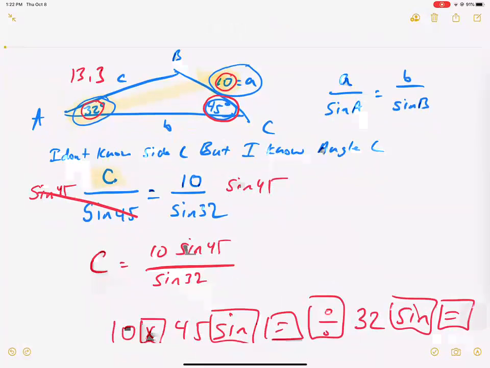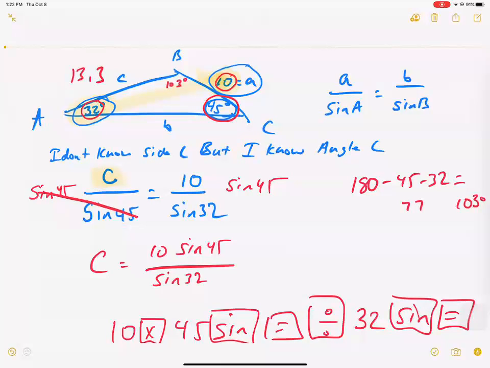Do I know anything for side B or angle B? As we look at it, no. But we could find out what the angle is, because what do all angles add up to in a triangle? They add up to 180. So you can do 180 minus 45 minus 32 on your calculator quickly. This will give you something like 77, so we're looking at 103. If you beat me, awesome. Okay, so I know this angle is going to be 103.